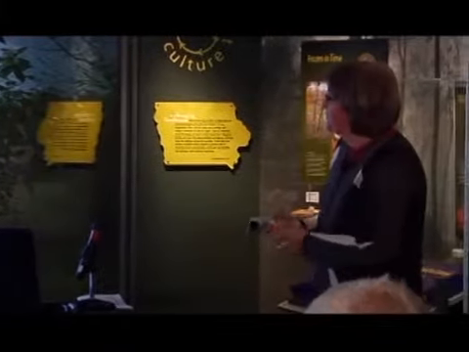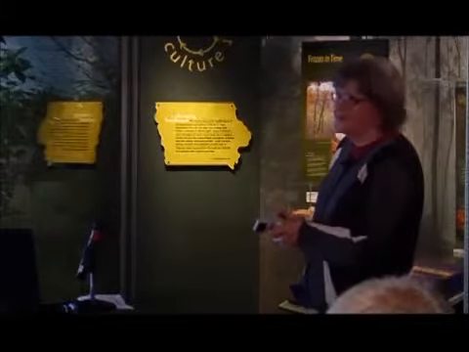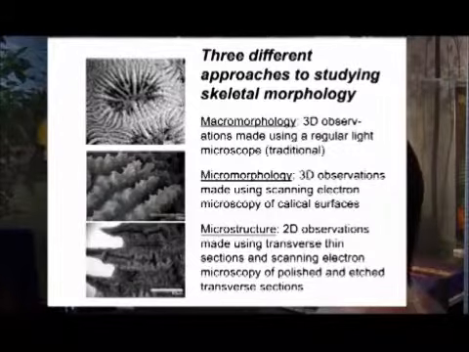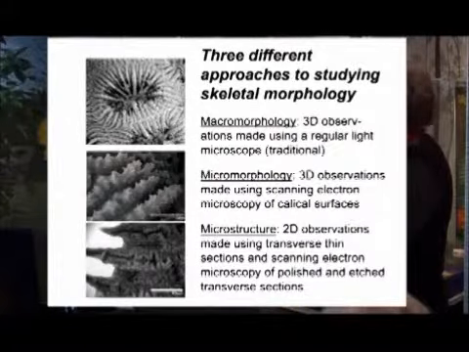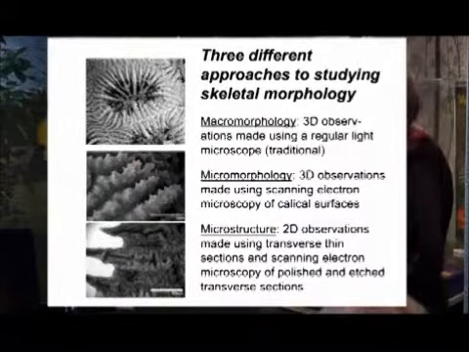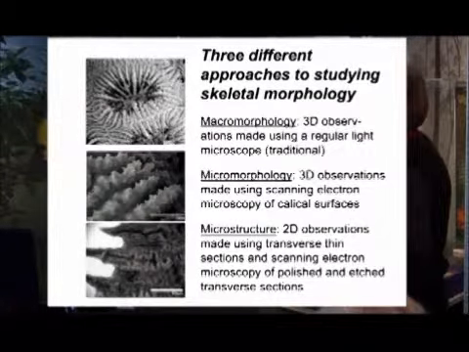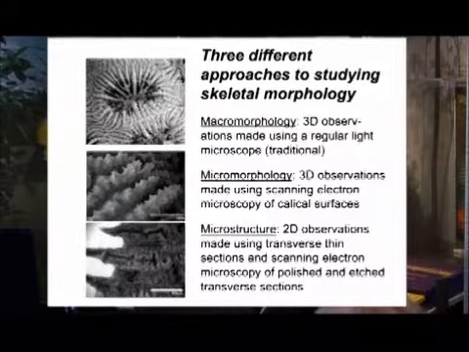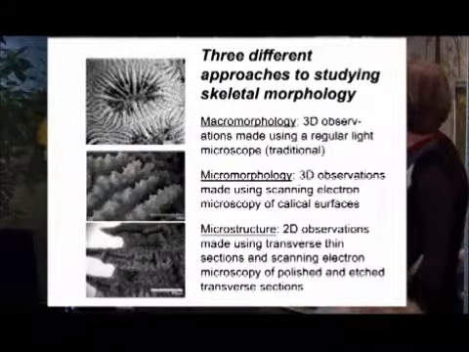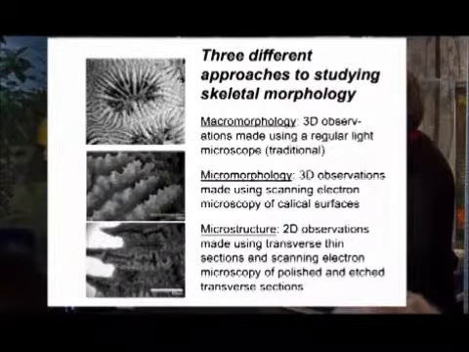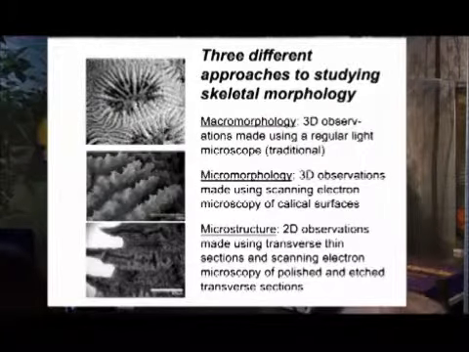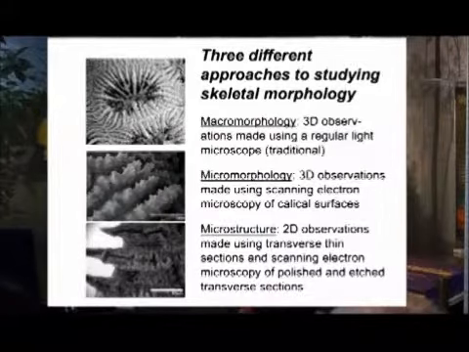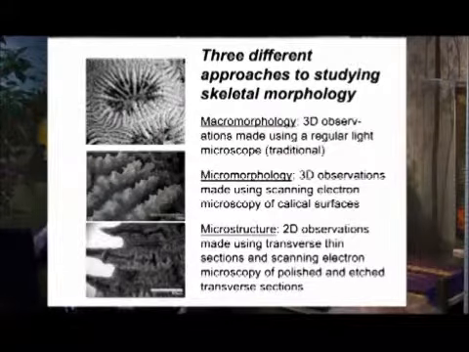So this has encouraged myself and Jarek Stolarski to go back and conduct a survey of characters, or morphologic characters, that can be used in classification that would be useful in classifying fossils and tracing evolutionary patterns through geologic time. And we've used three approaches to survey characters. We've been looking at macromorphology, which is the traditional approach using 3D observations with a regular light microscope. We've been using micromorphology, 3D observations made using scanning electron microscopy, and also microstructure, which involves transverse thin sections. These are microscopic thin sections, and also scanning electron microscopy of polished and etched transverse sections.